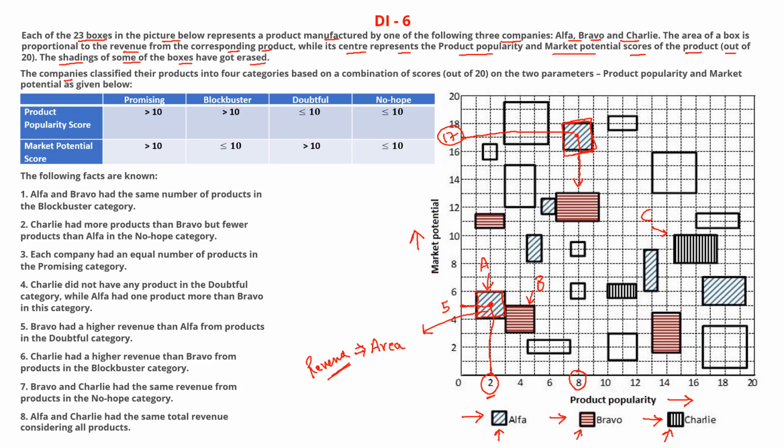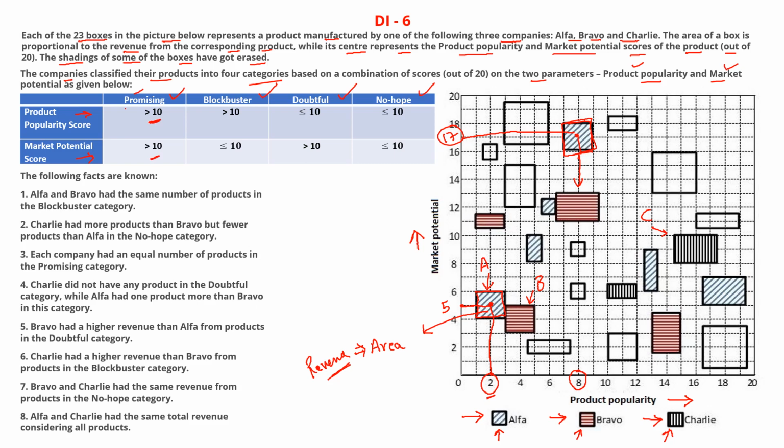The companies classified their products into 4 categories based on the combination of scores of 2 parameters: product popularity and market potential. Now it is saying that on the basis of the product popularity and market potential score, these companies have divided their products into 4 categories, that is promising, blockbuster, doubtful and no hope. We are provided with the scores of these categories: product popularity score and market potential score. For example, those products which are in the promising category are having a score of greater than 10 of product popularity and greater than 10 of marketing potential score.